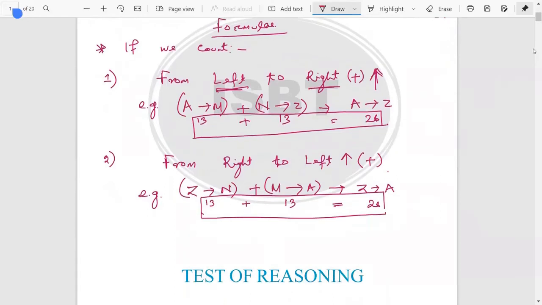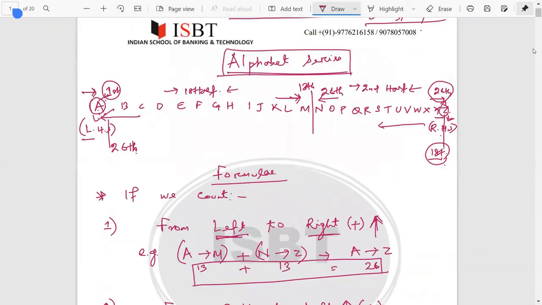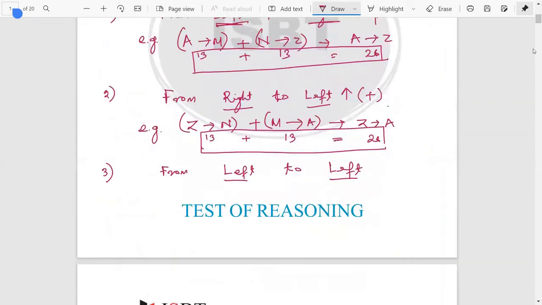Okay, now I come to the third formula. What should be the third formula? From left to right, then right to left. The third formula is from left to again left. It is very interesting. What do you mean by from left to left? From left means from A to Z, then back to N, then back to M. That means from one side to another side, then back to the same side.